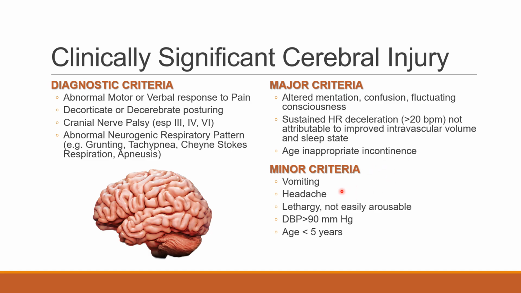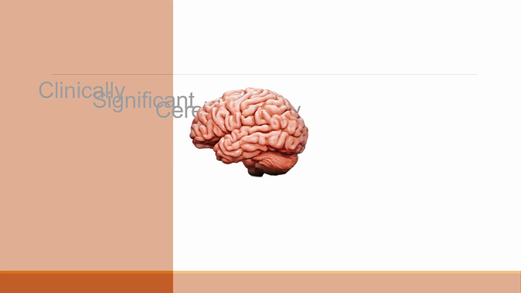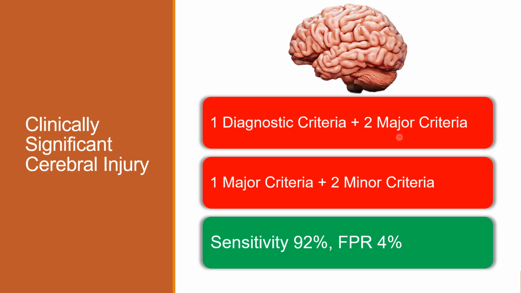What are the minor criteria? Vomiting, headache, lethargy, not easily arousable, diastolic blood pressure of more than 90 millimeter of mercury, and age less than 5 years of age. These are the diagnostic, major, and minor criteria. Presence of one diagnostic criteria, or two major criteria, or presence of one major criteria plus two minor criteria, have a sensitivity of 92% to diagnose clinically significant cerebral injury and a false positivity rate of only 4%. That means these diagnostic criteria, major criteria and minor criteria, can be used to diagnose clinically significant cerebral injury with high accuracy.